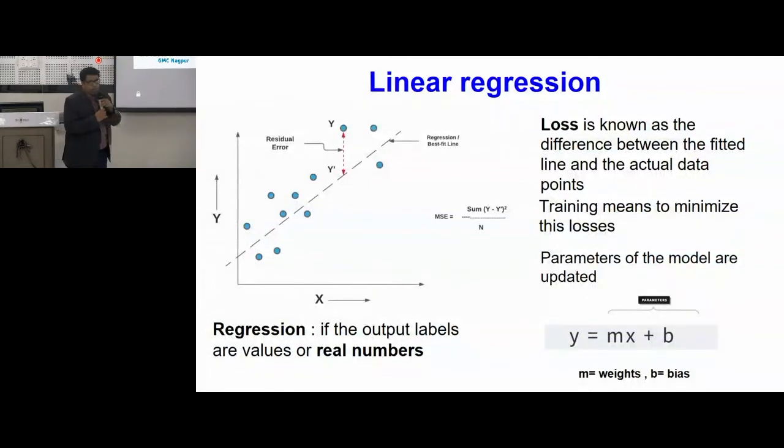Our aim is to reduce the loss as much as possible. So based on this, we will train the parameters. Parameters like here, y is equal to mx plus b. M and b are our parameters. We have to adjust the parameters in such a way that the losses are minimum. So the aim of training is to reduce the losses.